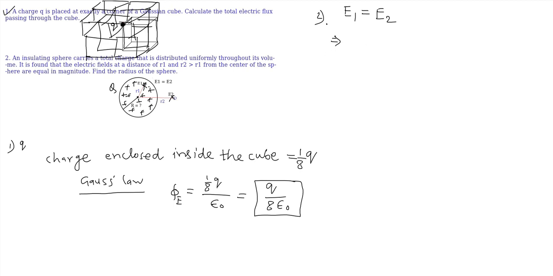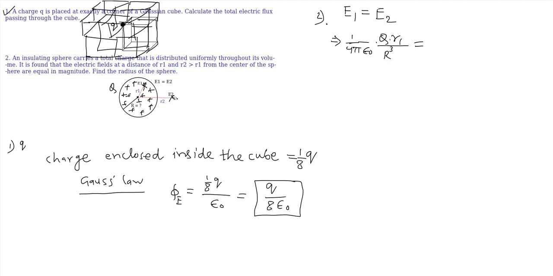Now for a uniformly charged insulating sphere, the electric field at an internal point is given by the formula 1 upon 4 pi epsilon naught, Q total charge, multiplied by small x, or here you will write the distance from the center, that is r1, and divided by the cube of the radius of the sphere, r. If it would have been a charged conductor, then all the charge would have been on the surface only, and at any point inside the sphere the electric field would have been 0. But it is an insulating sphere and charge is present in the whole volume. So the electric field inside the sphere is not 0; it is given by this formula 1 upon 4 pi epsilon naught Q into the distance of the point from the center of the sphere divided by the cube of the radius.